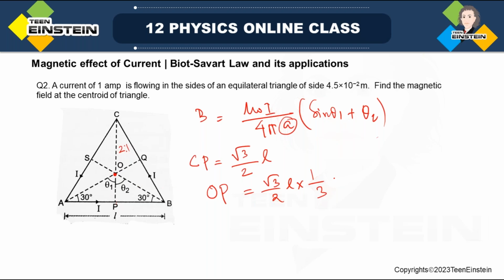So 1 by 3, that means L by 2 root 3. So this is actually OP, this part. Now since it is an equilateral triangle, this will be 60 and these are perpendicular bisectors, so this is 30, 30, and this is 90. So theta 1 and theta 2 will both be 60 degrees. Now we have got theta 1 and theta 2, and all the values are known now.